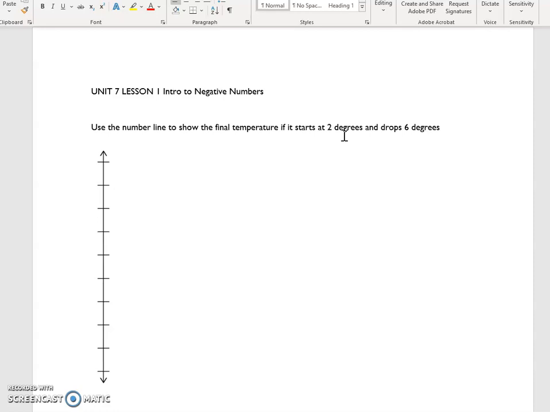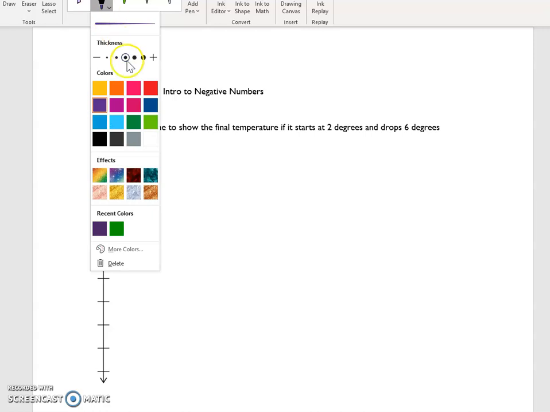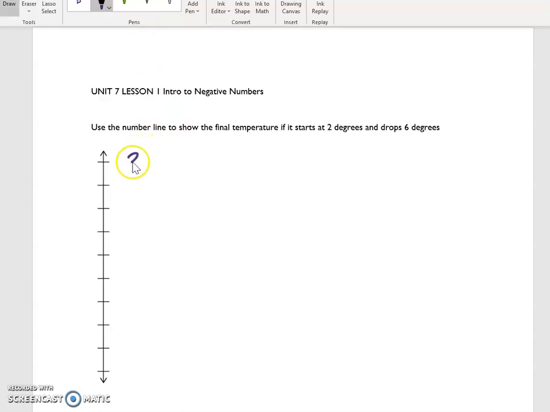6 degrees. For this example, I'm going to put 2 at the top of my number line because it's going to start at that value, and I know that it's going to go down from there. So if I fill in with numbers, I'm going to use a scale of 1, and once I get to the 0 point, I no longer have positive numbers.